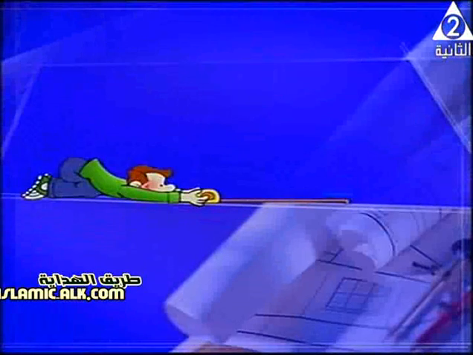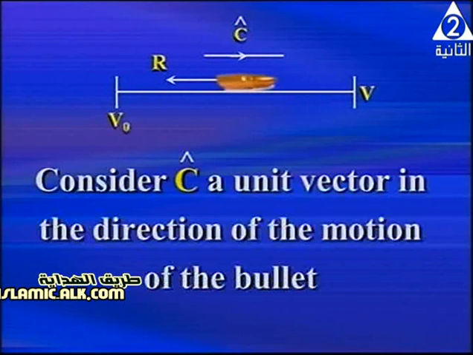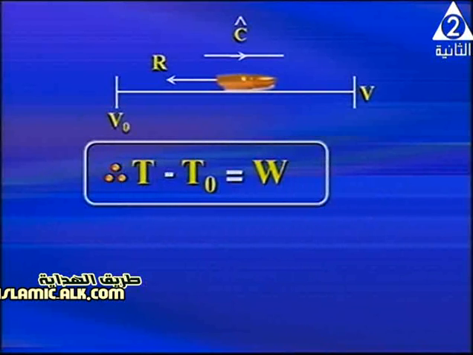Look at the solution. Consider C is a unit vector in the direction of the motion of the bullet. T minus T naught equals work done. Remember the relation between work done and energy: the change of energy, T minus T naught, equals W, the work done.